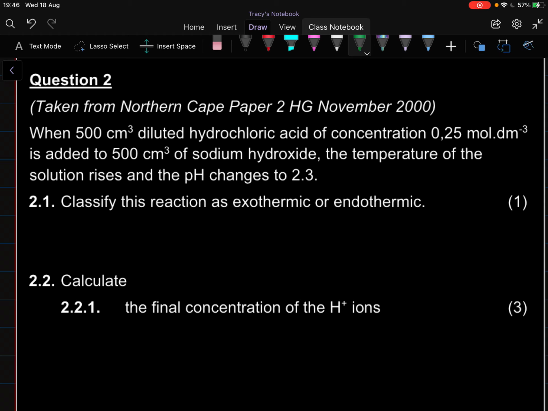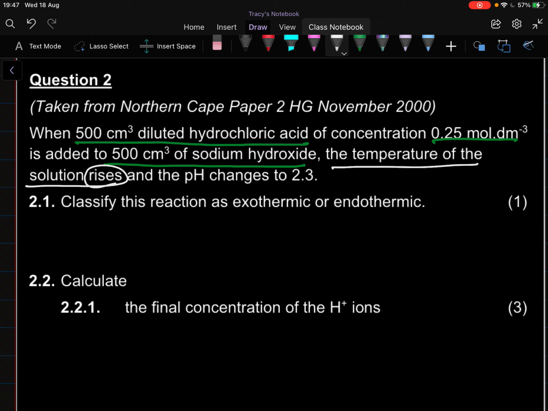So now they tell you that 500 centimeters cubed of dilute hydrochloric acid of concentration 0.25 is added to 500 centimeters cubed of sodium hydroxide. The temperature of the solution rises, it gets hot, and the pH changes to 2.3.